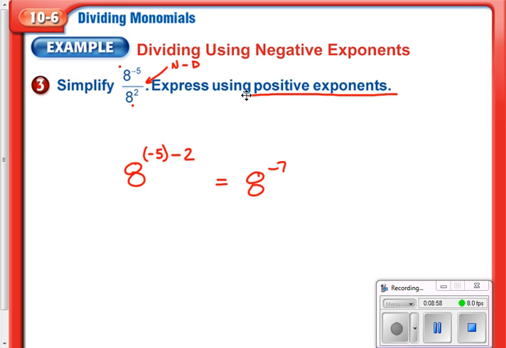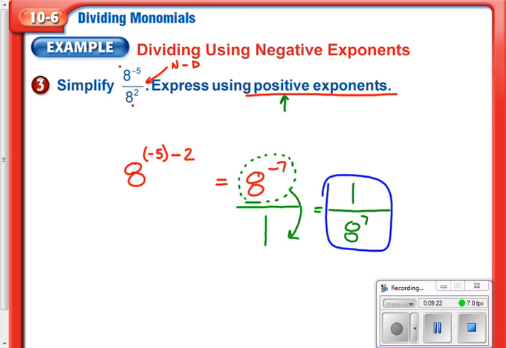That is not our answer because it says up here that we need to write it as a positive. Well, how do we write it as a positive? Make it a fraction. Move whatever has the negative exponent. 8 has the negative exponent. We move it to the bottom. When you move it to the bottom, it now becomes a positive exponent, and we'd have 1 over 8 to the 7th power would be our answer.